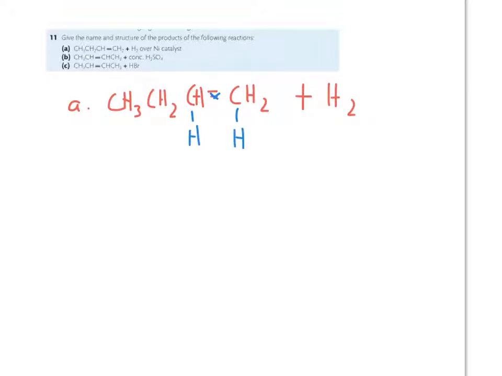So when I look at what I end up forming, I have CH3, CH2, CH2, CH3. Well, that's just a 4-carbon alkane, or just butane. So usually whatever's being added is going to split in half and one go to each carbon on each side.